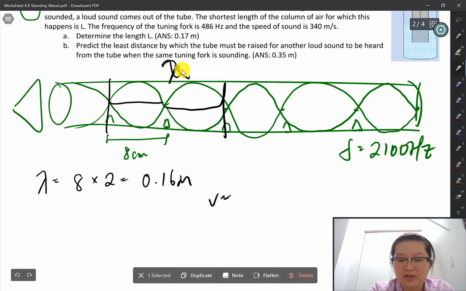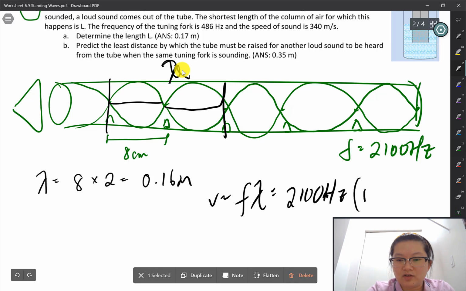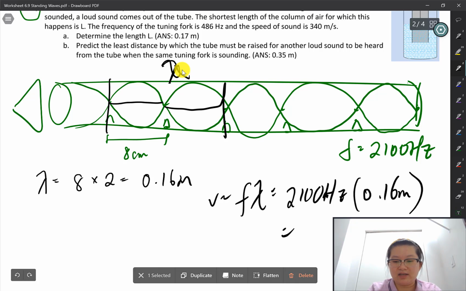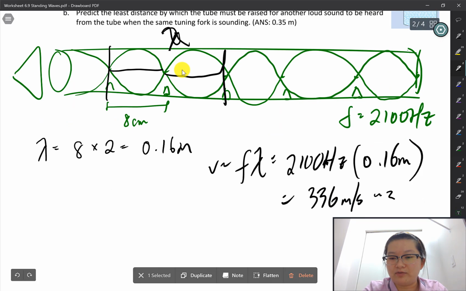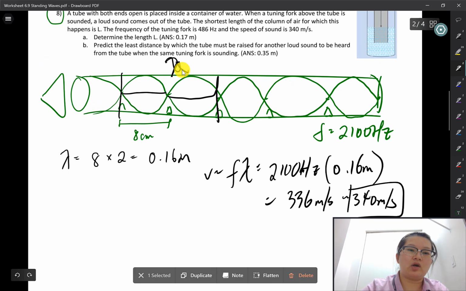So this is going to be frequency times lambda, or 2010 hertz times 0.16 meters. So if you just want to put that into the calculator, then that's going to give you 336 meters per second, and that's going to round to about 340 meters per second for the speed of sound in question 7B.